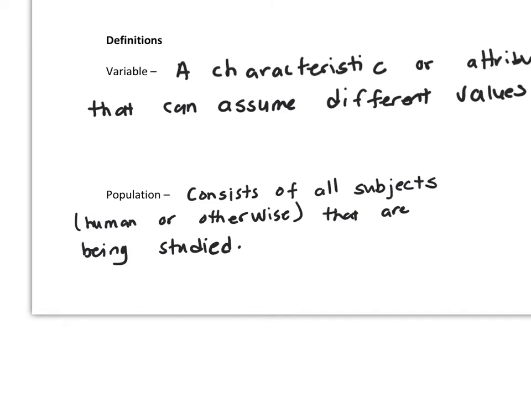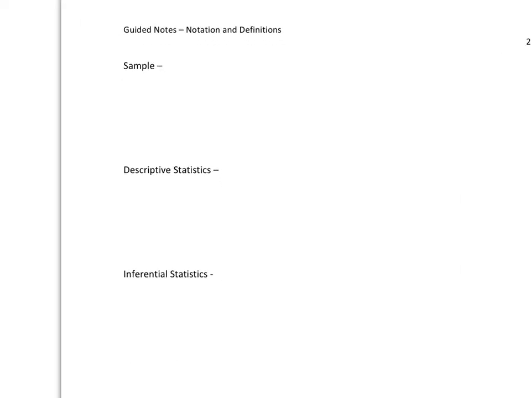All right, let's go to the next page. More definitions. Sample. And that's normally what we deal with is samples. That's where we'll perform our statistics, because a lot of times it's too expensive to collect data from an entire population, or it may even be impossible to collect all the data from a population. So sample is a group of subjects from a population.